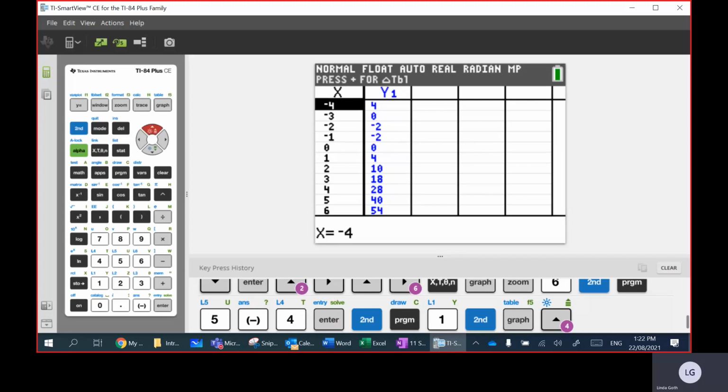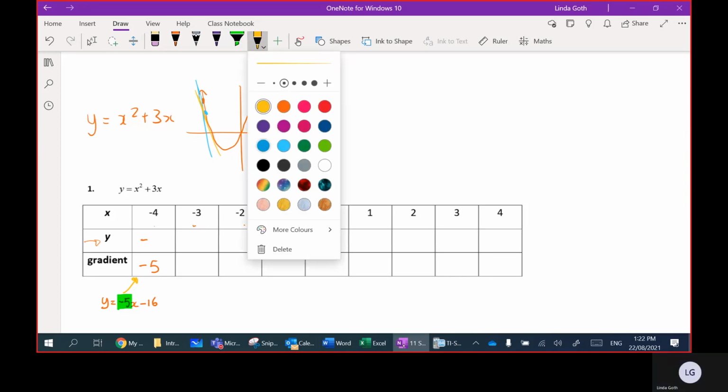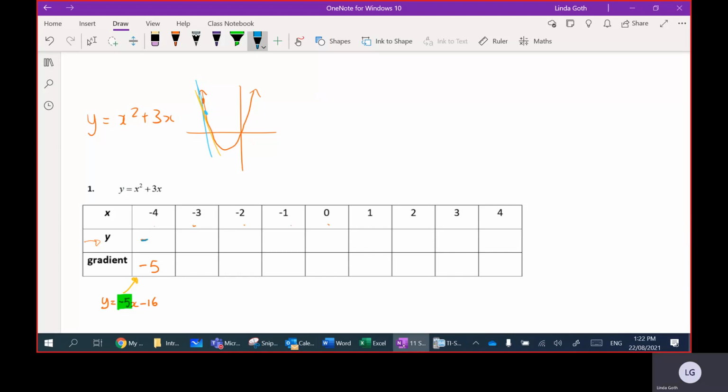This tells me what my y value is going to be everywhere on that parabola. So I can go back to my document and write those in. I'm going to do this in a different colour. So when x is equal to minus 4, y is equal to 4, 0, minus 2, 0, 4, 10, 18 and 28. They're just the points on the curve, but what I'm looking for now is the gradients of the tangent at each of those points.